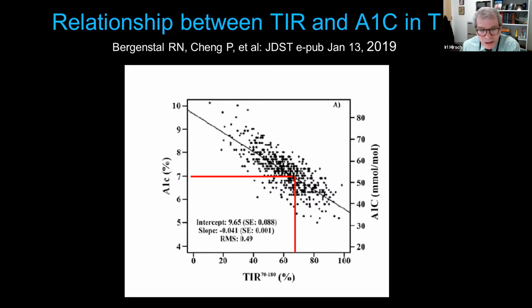So that is a lot of people, which is why, at least in my view, it seems to me CGM has really helped us with really understanding so much more about diabetes, including understanding many of the problems we have with hemoglobin A1C.